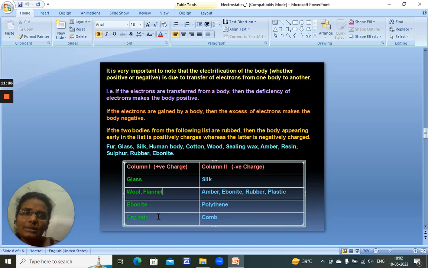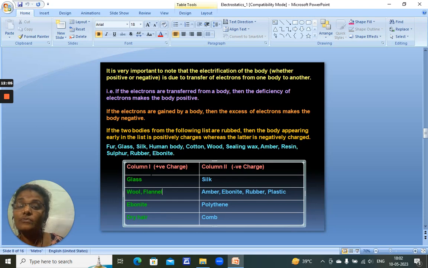If you rub some material like a scale with your hair, what will happen? Again, the electrons will get transferred, and due to that, if you rub it and bring the scale near some pieces of paper, those papers will stick to the scale. Have you tried it earlier? Yes, good. So I hope you can understand what I am talking about.